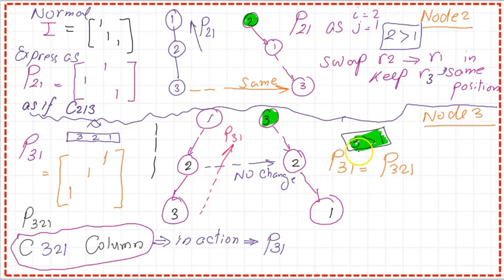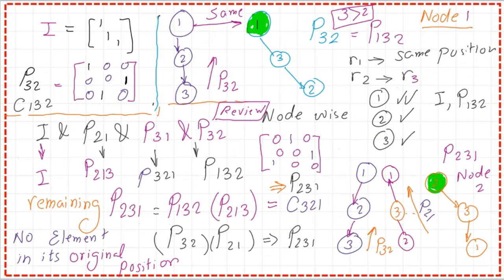P321. At the same time, I is bigger than J because 3 is bigger than 1. We can write P31 as P321. So P31 is 0, 0, 1, 0, 1, 0, and 1, 0, 0. This is P321. If you look at it column-wise, we find that the third column becomes the first column of the final matrix, followed by the second column, and the last, third column is the original first column. We'll move to the next slide.